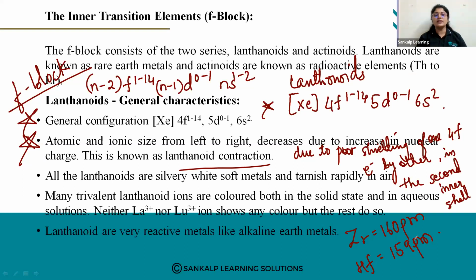The first element and the last element of the lanthanides do not show any color, but in between, all the other elements show color, both in solid state as well as in the aqueous state. Then lanthanoids are very reactive metals like alkaline earth metals. You know alkaline earth metals, right? So like alkaline earth metals, lanthanides are also very reactive metals. These are some of the general characteristics.